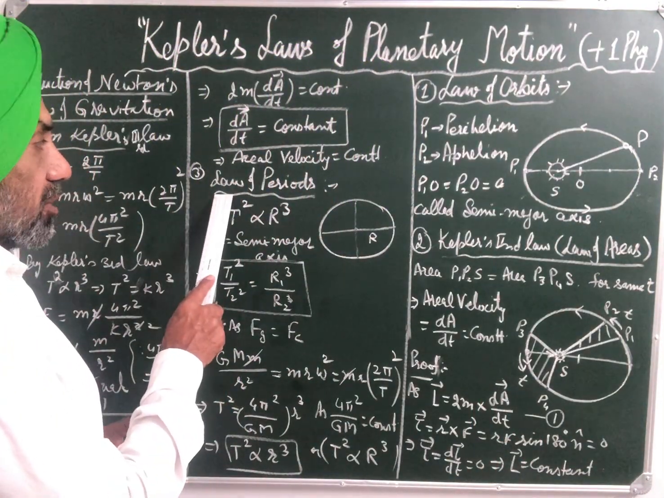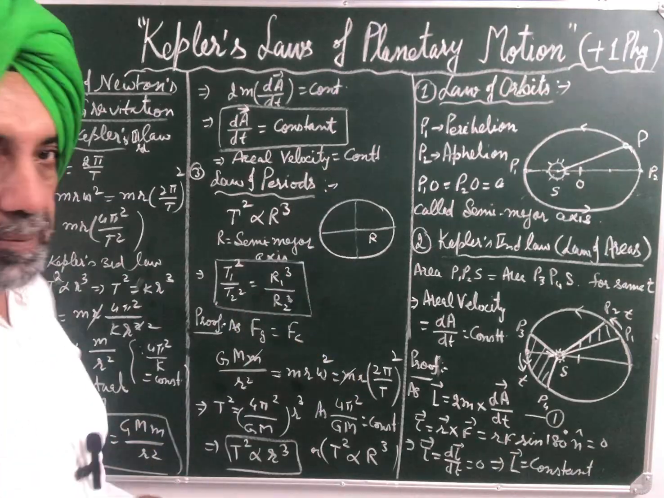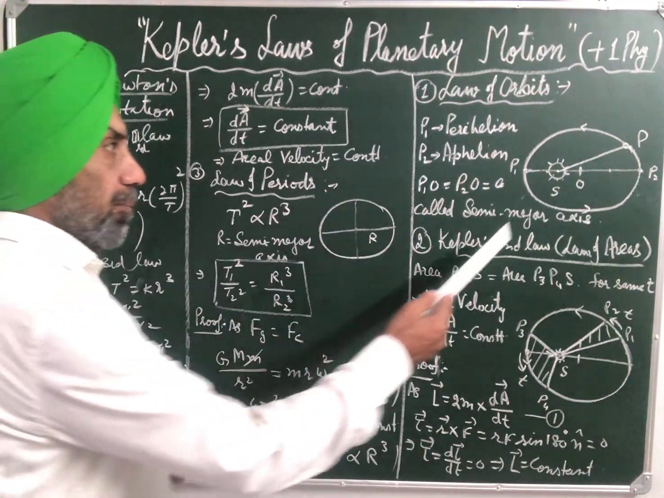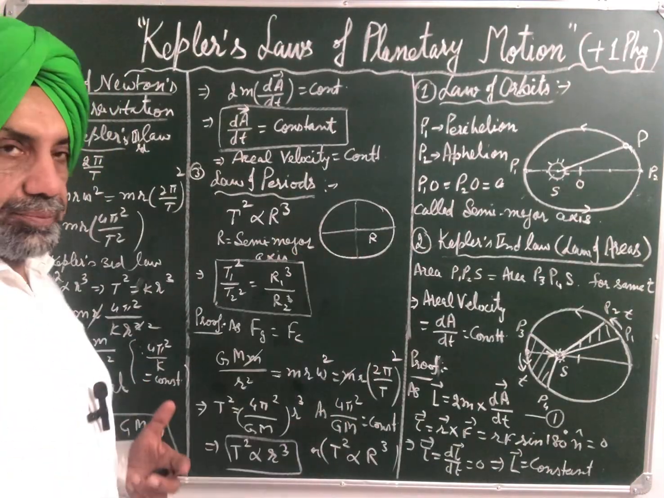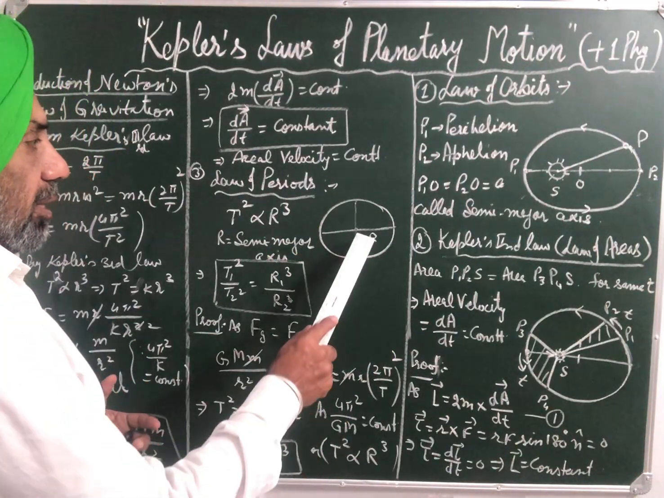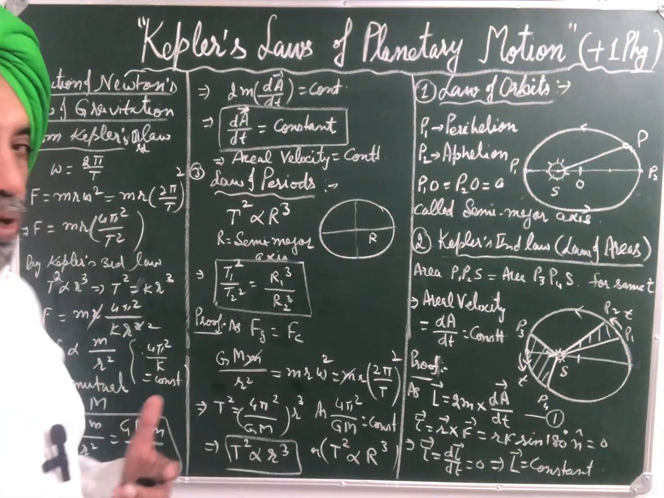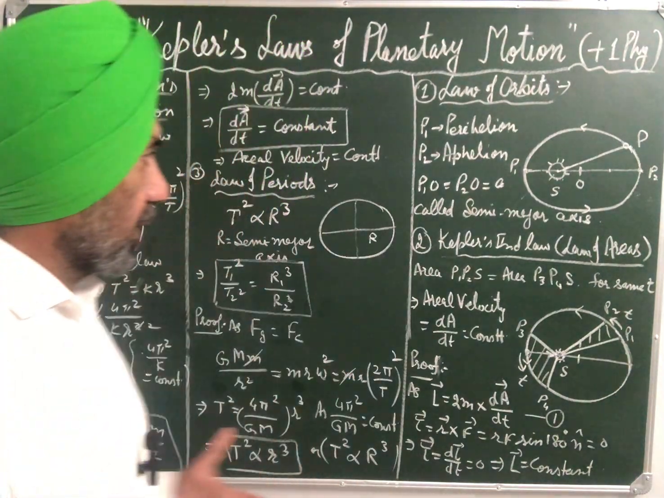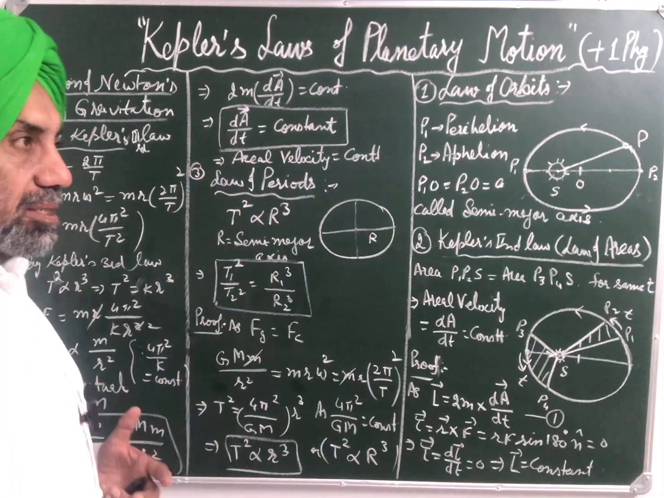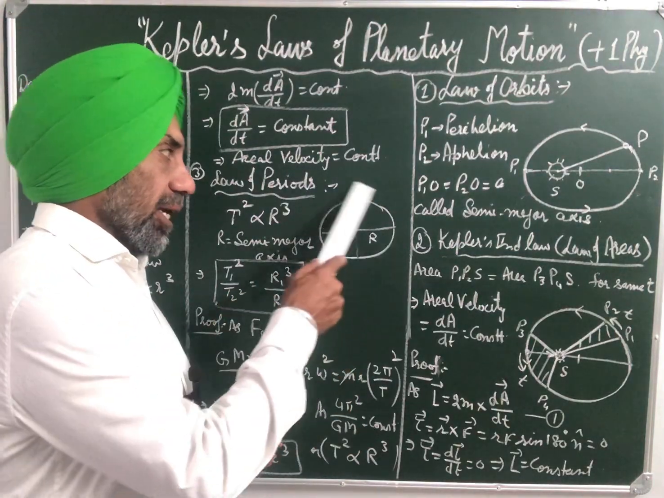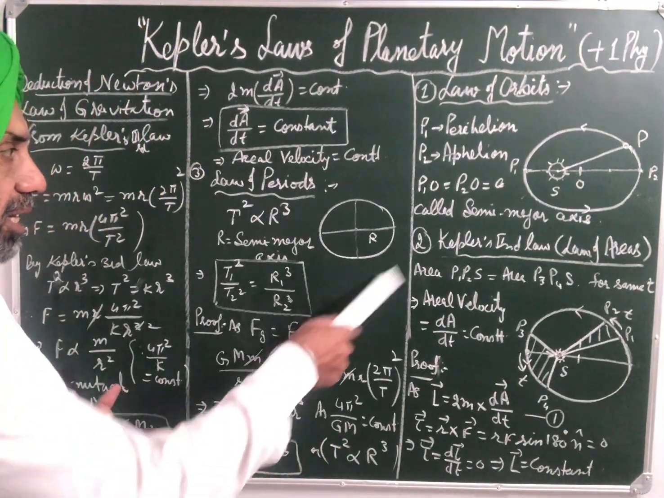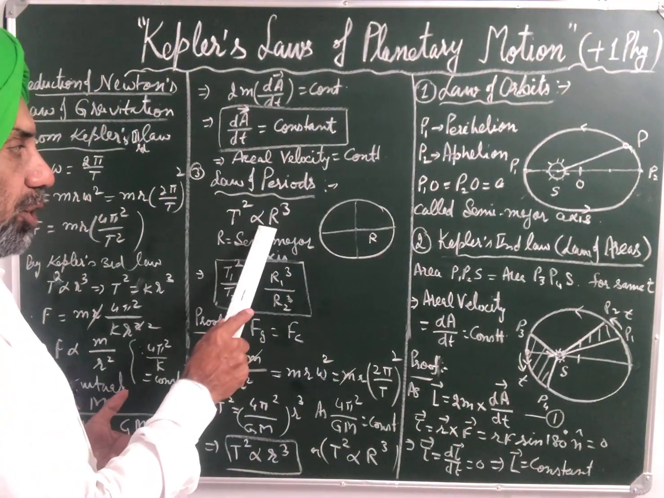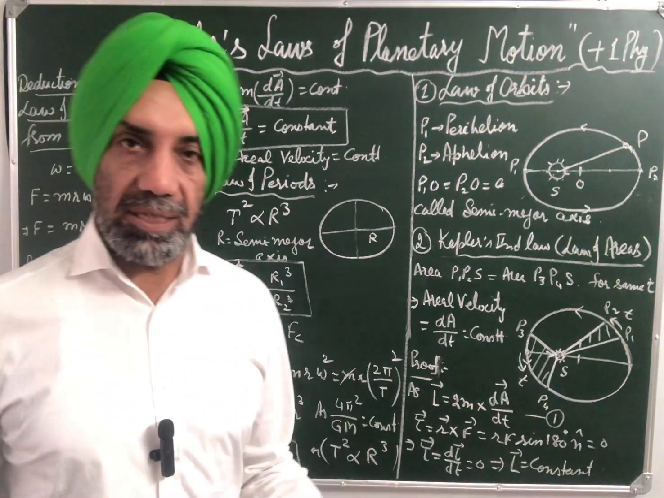Third, Kepler's third law is known as the law of periods. Since this elliptical orbit is very large, we can take it as nearly circular. But R is, suppose, the semi-major axis. Then according to the law of periods, it states that the square of the time period of revolution of a planet around the sun is directly proportional to the cube of the semi-major axis.